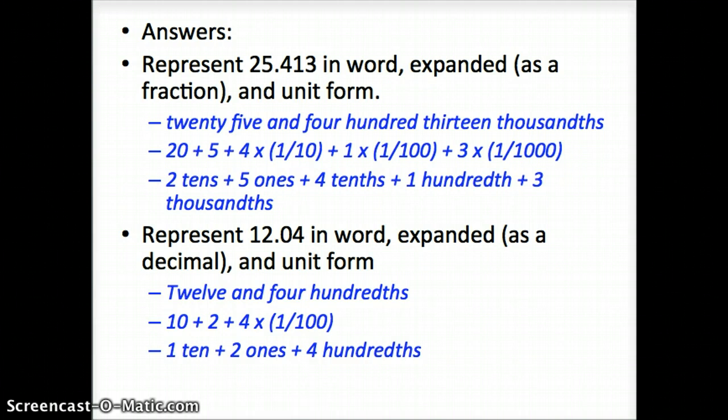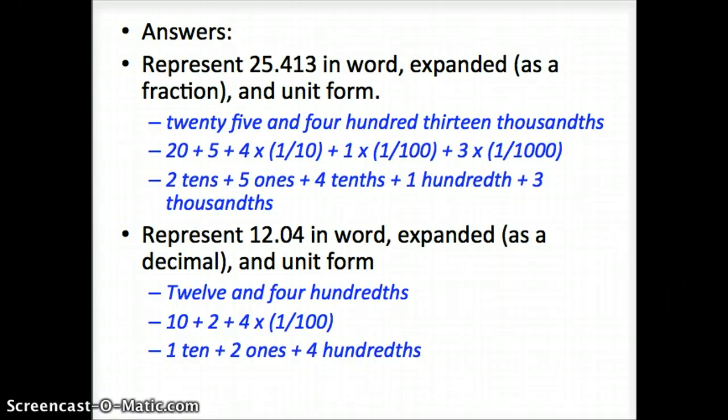Let's check your progress. Represent 25 and 413 thousandths in word, expanded as a fraction, and unit form. For word, you have 25 and 413 thousandths. Don't forget the word and, as it represents the decimal point. Expanded form using a fraction, you have 20 plus 5 plus 4 times 1 over 10 plus 1 times 1 over 100 plus 3 times 1 over 1,000.